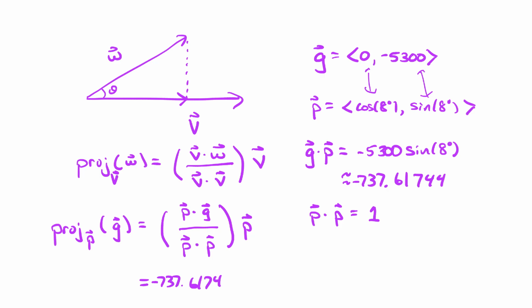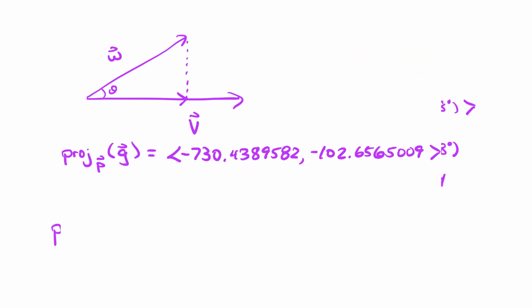negative 737.6174 times our vector, cosine of 8 and sine of 8, which was 0.1391731. And so what we have for the projection is negative 730.4389582 and negative 102.6565009. Now, this is the actual force in the plane that is pulling the car down the plane.